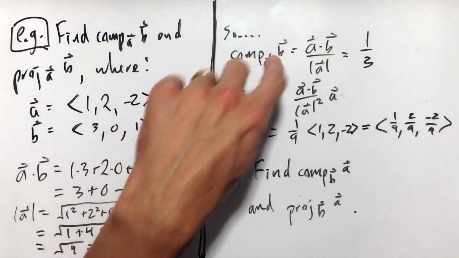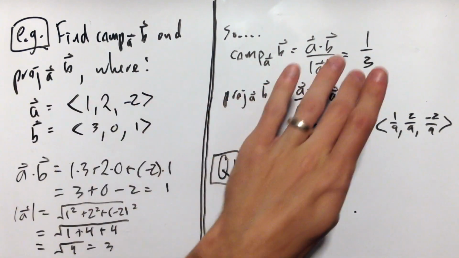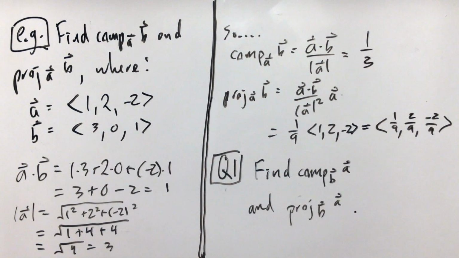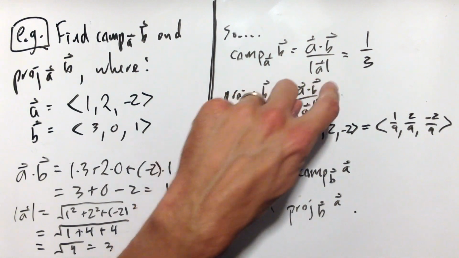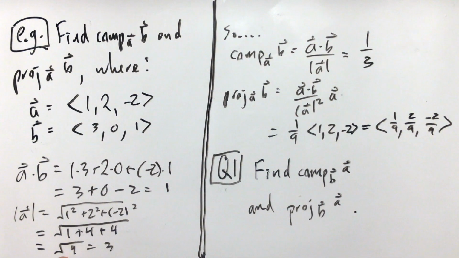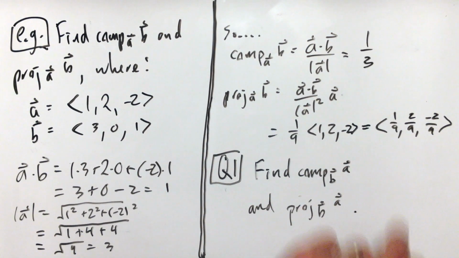So the component of B along A is A dot B over the magnitude of A, which is 1/3. So that means that the magnitude of the portion of B that goes in the direction of A is 1/3. And that's quite a bit smaller than the magnitude of A. Then the projection of B along A is A dot B divided by the magnitude of A squared times the vector A. So A dot B is 1, the magnitude squared is 9, and A is 1, 2, negative 2, so I have 1/9 times 1, 2, negative 2, and we get 1/9, 2/9, negative 2/9 as the components of the vector, which is the projection of B along A.